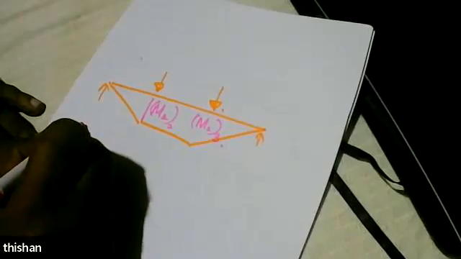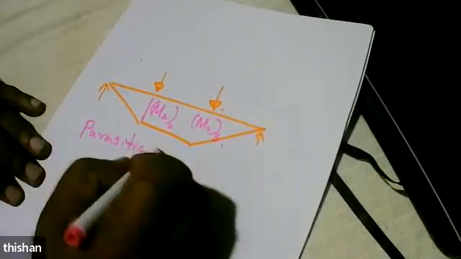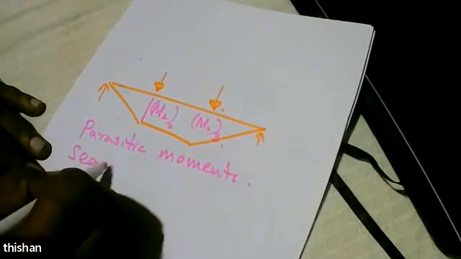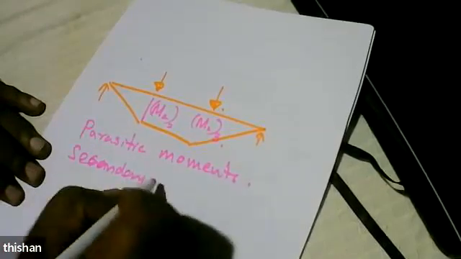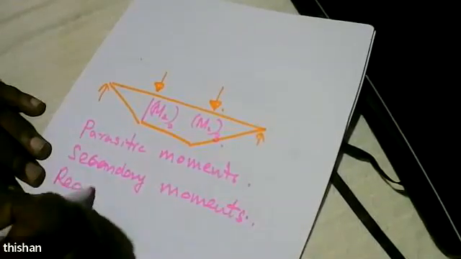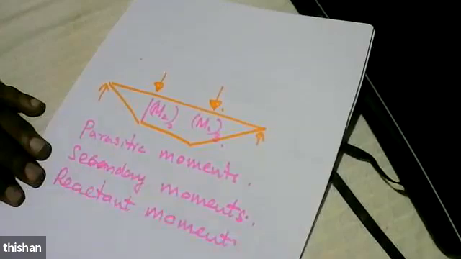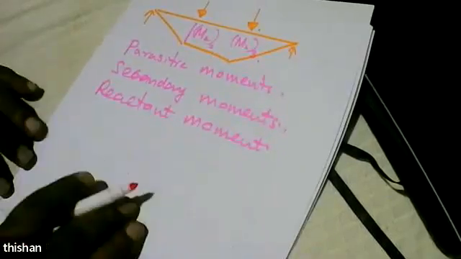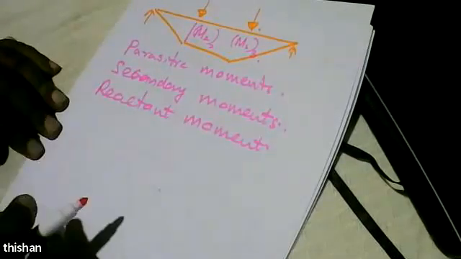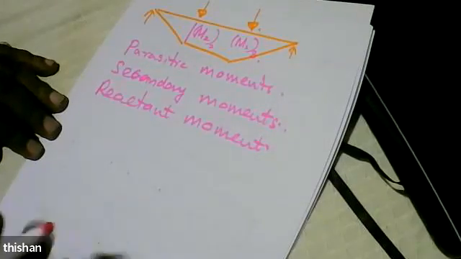And these moments, some people call them parasitic moments. Some people call them secondary moments. Some people call them reactant moments. Why reactant moments? Because the reaction is causing the moment, so it's called reactant moment. Some people call it secondary moment because it was not there initially, now it is happening. And some people call it parasitic moment because it's a real pain.